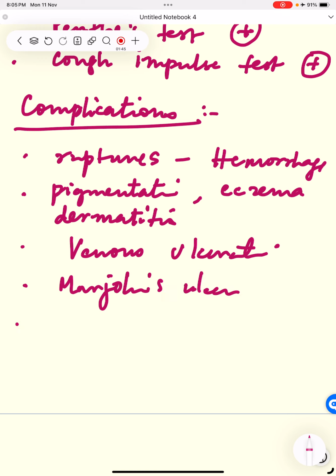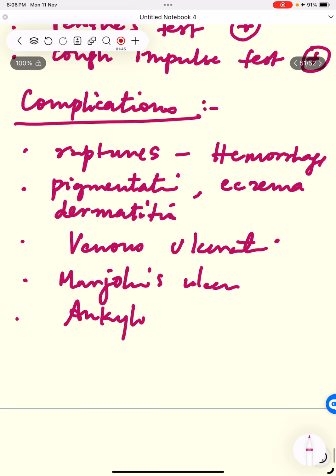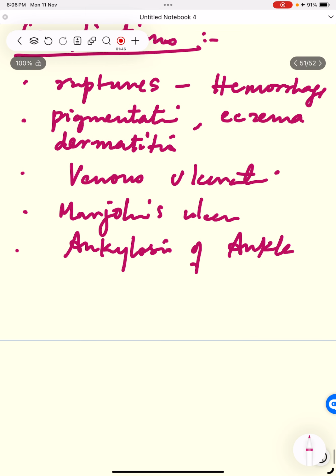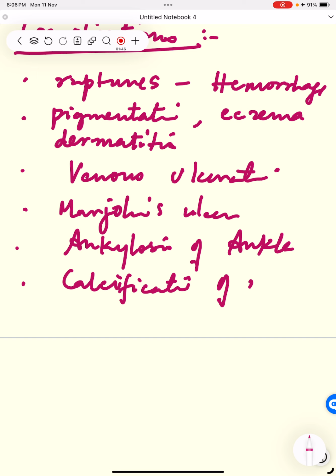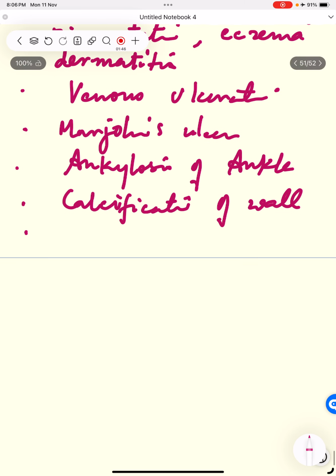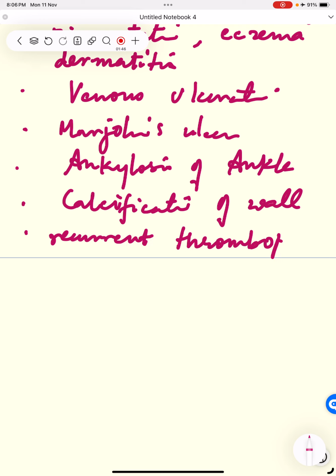Patient, because of ankle joint movement restriction, can eventually end up having ankylosis of the ankle. So they will have difficulty in walking. This will restrict their walk. Patient can have calcification of the wall of the vein, which will be very hard and tough for them to live with. And again, patient can come with recurrent thrombophlebitis. So these are the complications that a patient can have.